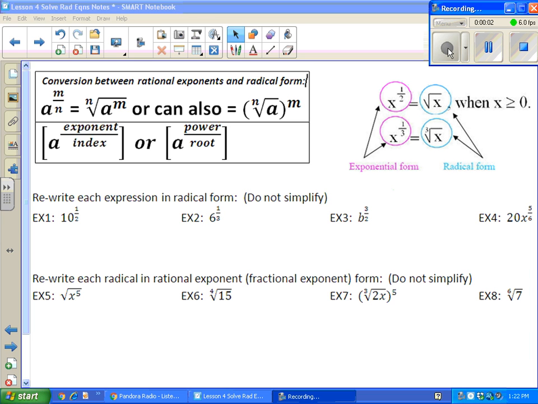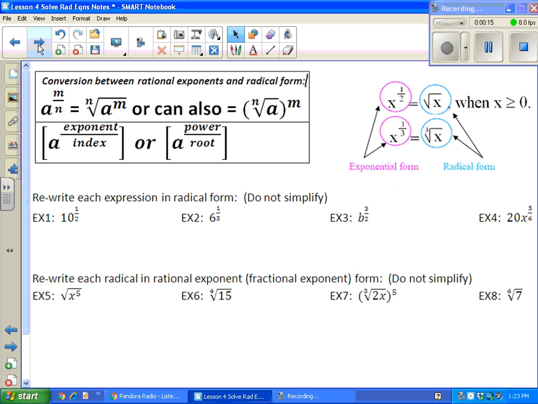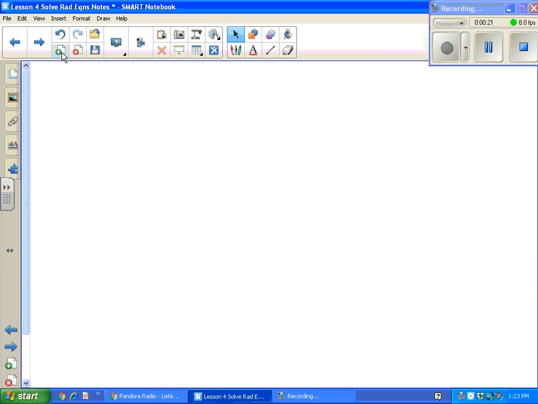All right, today's lesson is on solving radicals and rational expressions or rational exponents. So we're going to start by taking a look at how you convert between rational exponents and radical form. I do want to be able to draw a relationship between square roots and fractional exponents. Square roots and fractional exponents.